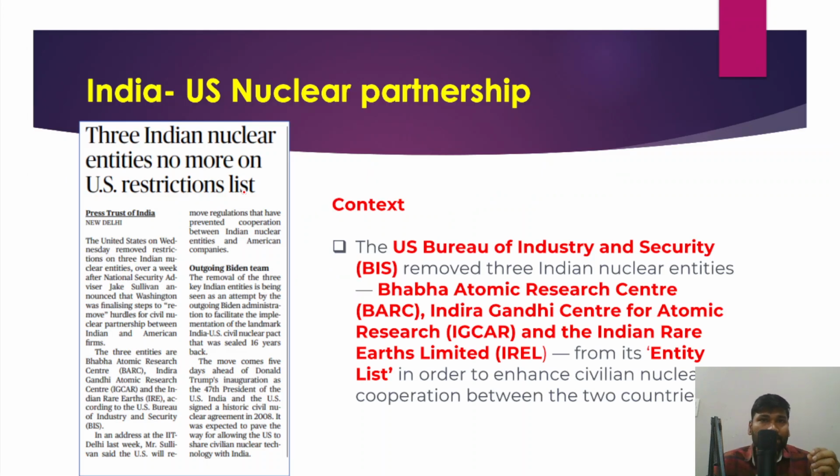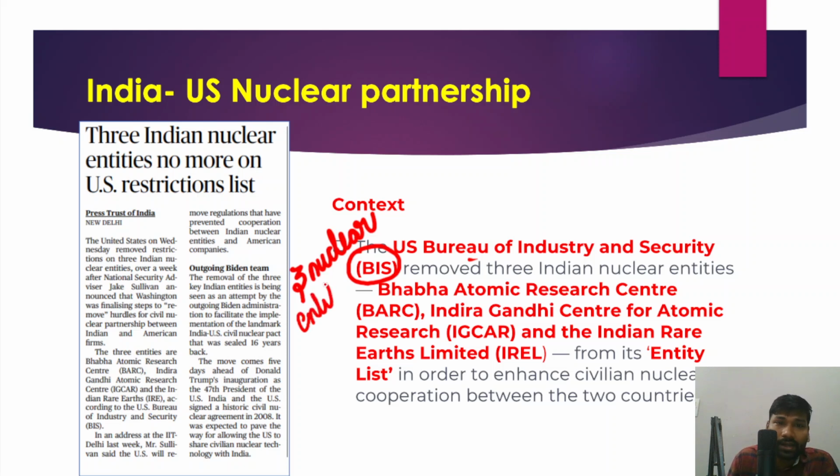So today we have some important news articles as well. The first important news article is about the India-US nuclear partnership. So we'll try to discuss this as well. First try to understand the context, and then we'll understand this. The context is that the United States Bureau of Industry and Security, which is also called BIS, has removed 3 Indian nuclear entities. We'll understand what those 3 nuclear entities are.